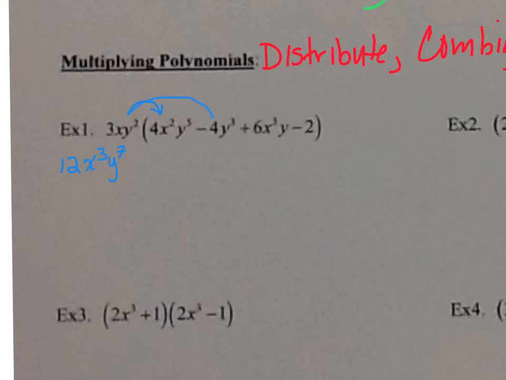Now we multiply again. 3 times, watch the sign, that is -4 here. So that's -12. There is no x, so just carry the x along. Y to the second times y to the third is y to the fifth.